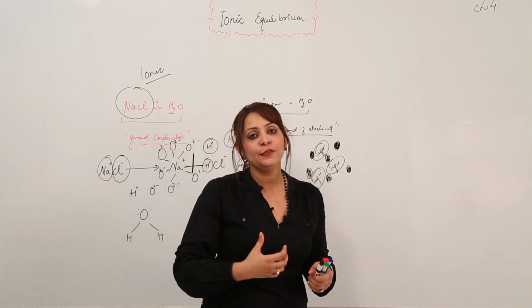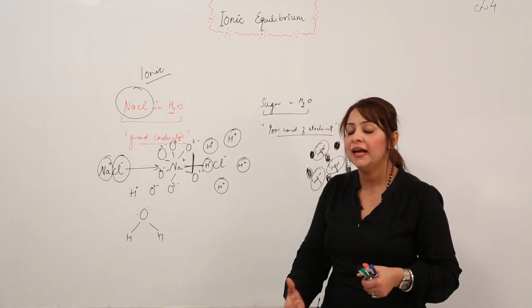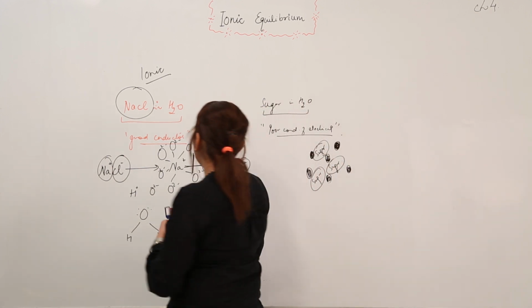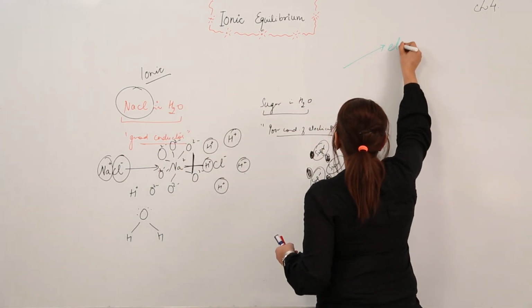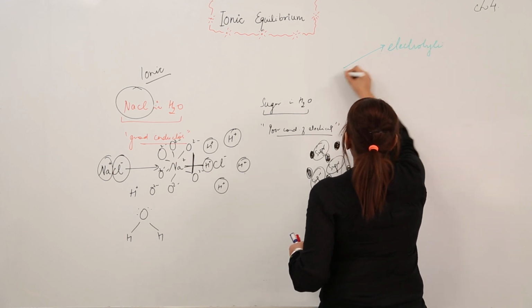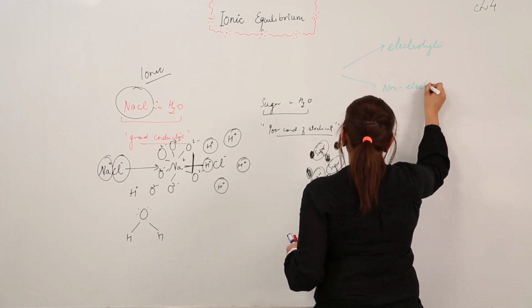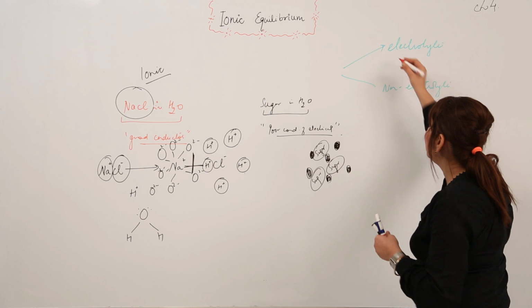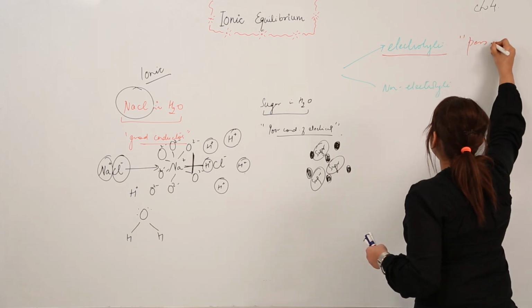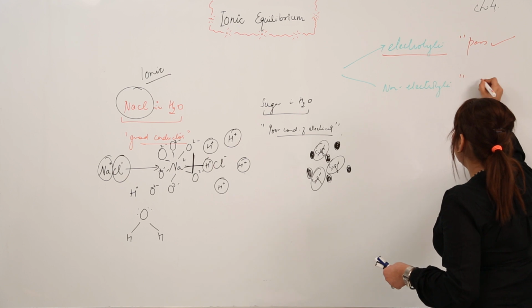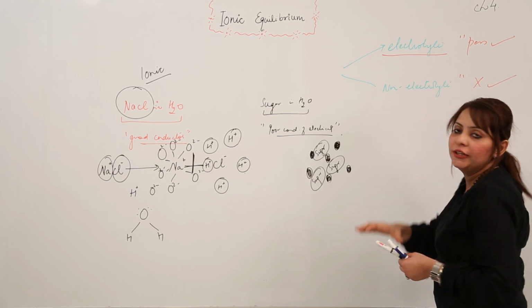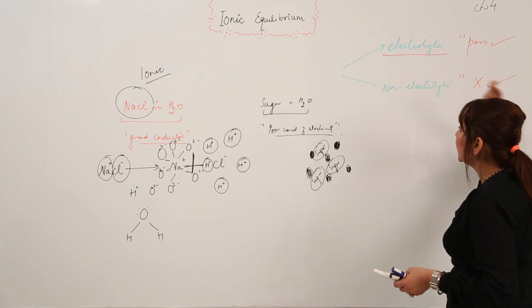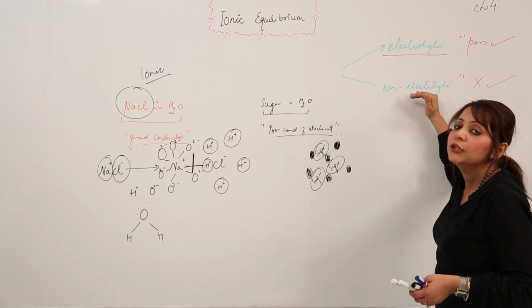My reason for explaining these examples was that there are different kinds of substances, of which two are the electrolyte and the non-electrolyte. The substance which allows electric current to pass through it is an electrolyte, and the substance which does not allow electric current to pass through it is a non-electrolyte.